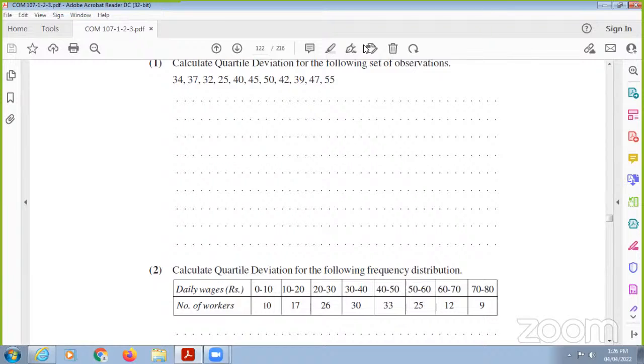Now quartile deviation will be, the formula is Q3 minus Q1, quartile 3 minus quartile 1, upon 2. That means here 52.2 minus 25.19 divided by 2. The answer will be 13.505. This is the answer.